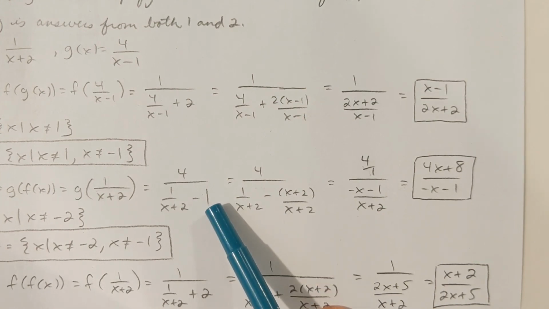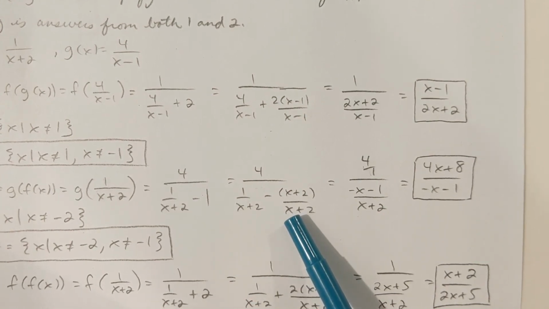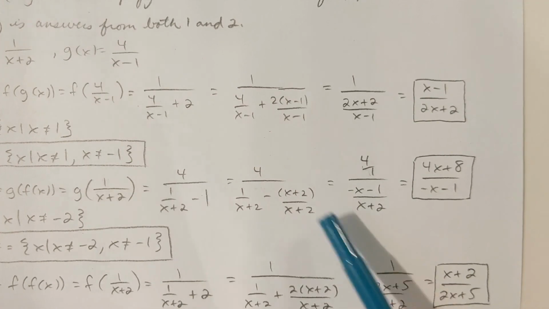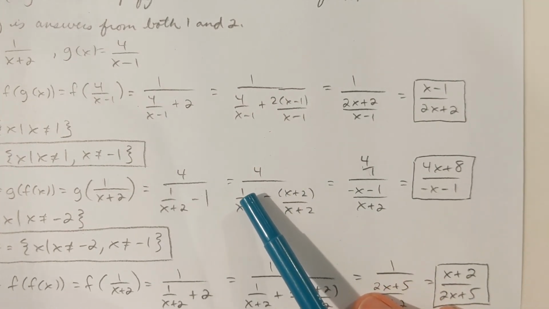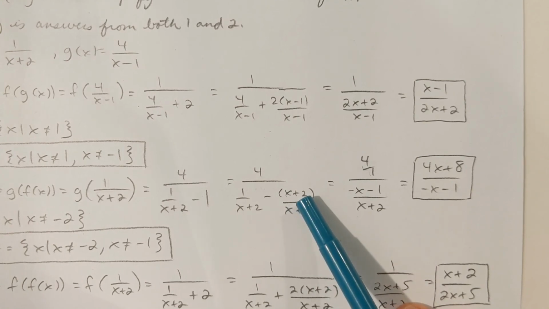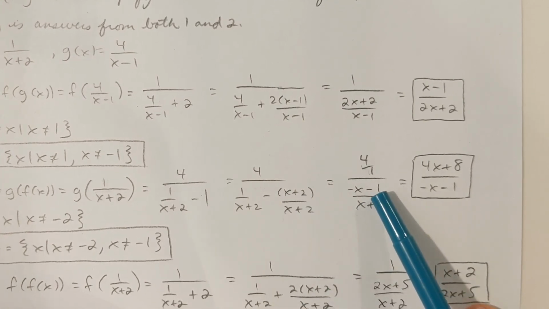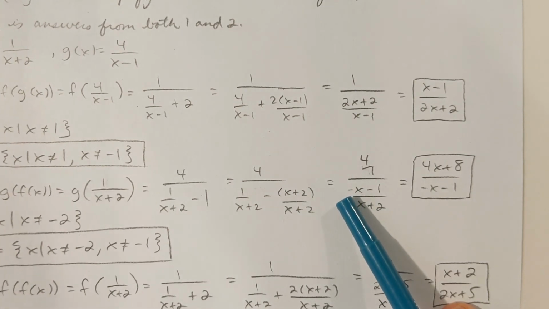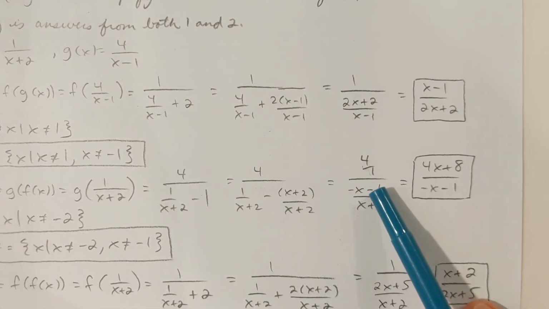1 is the same as x plus 2 over x plus 2, and that's how I'd want to look at that because now I've got my common denominator here. So I can keep the denominator and add the numerators. 1 minus x minus 2. 1 minus 2 is negative 1. And I've still got the minus x there. So I've got my single fraction.